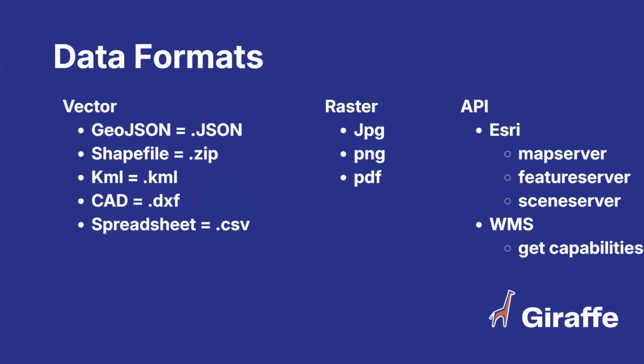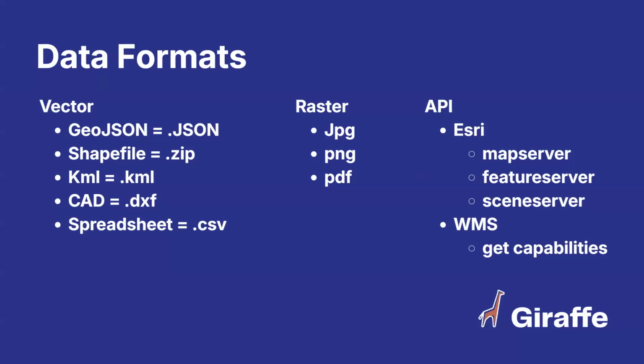The first thing I wanted to touch on is what kinds of data formats we accept or work with in your Giraffe projects. Those data formats are in three broad categories, which are vector, raster, or API. These are the different types that you can select when you're going to upload. And then within each of those categories, there are some specific file types that work. Under vector, we have GeoJSON, shapefile, and KML.